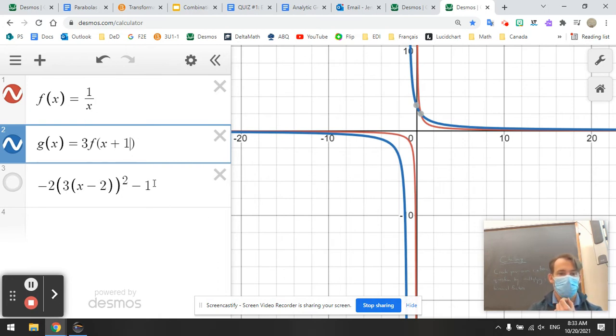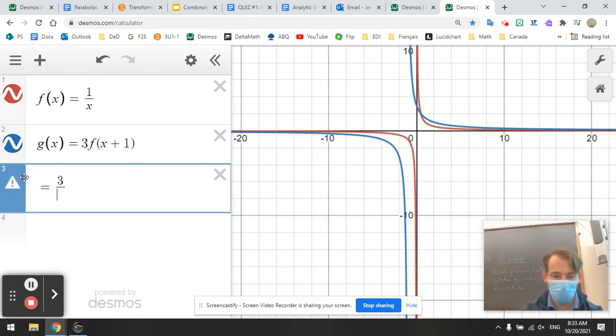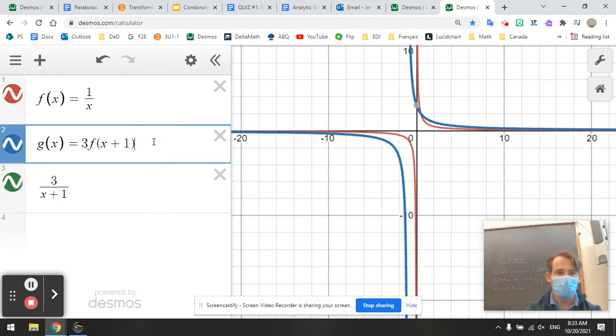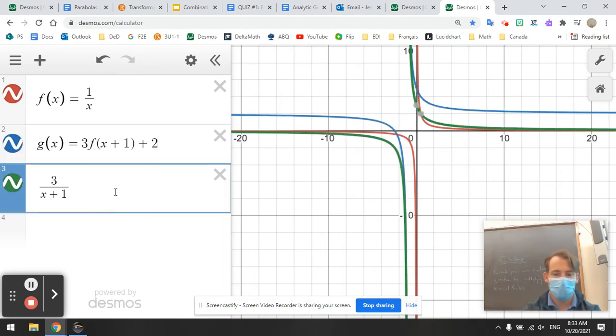Because that would be like a function here. If I write this one out, this is equal to 3 over x plus 1. So there's that function. It is the new transformed function. But then we also said we want to move this function up by 2 as well. So that looks like that. So that's just adding 2 to all the outputs.